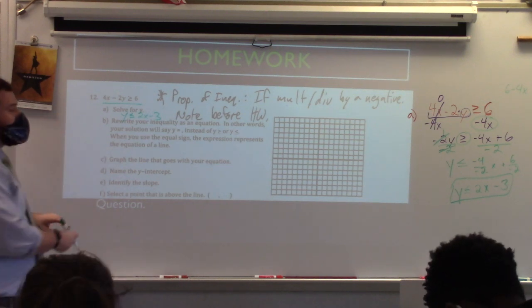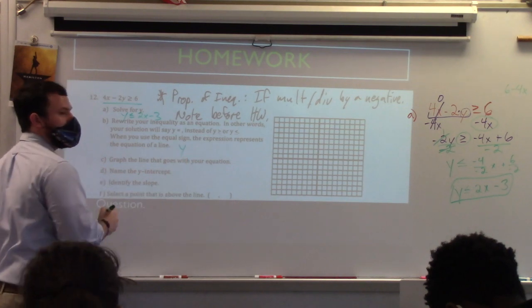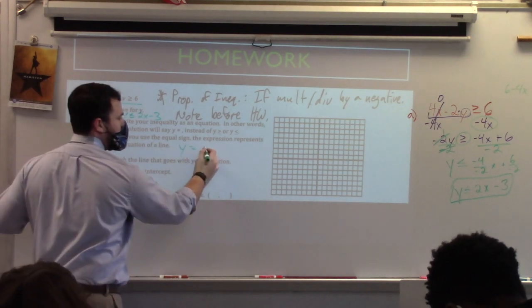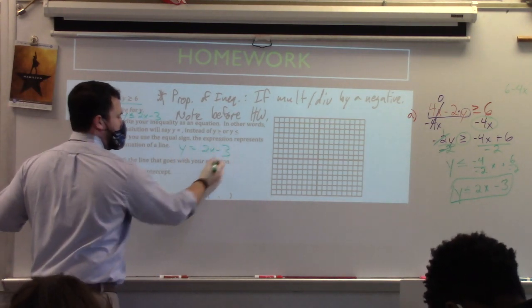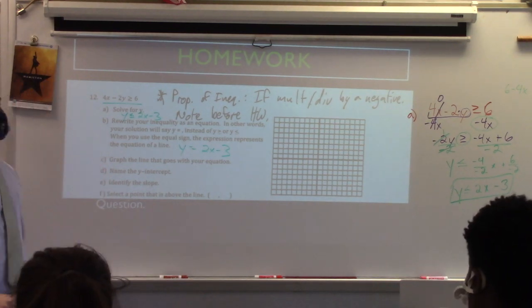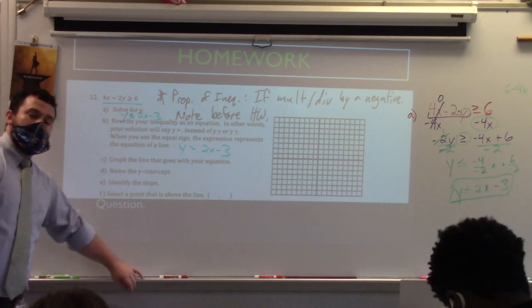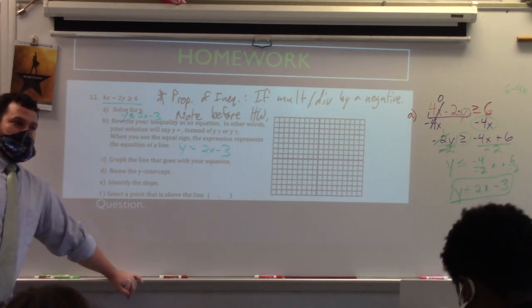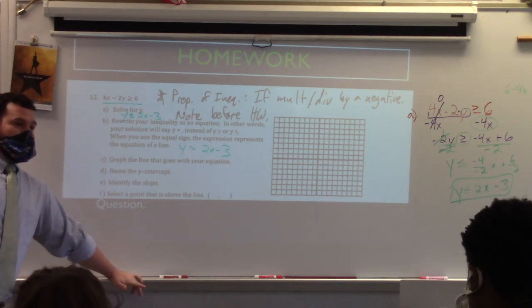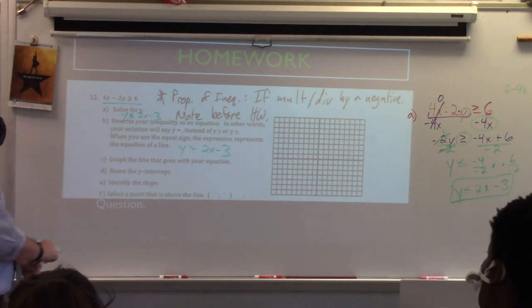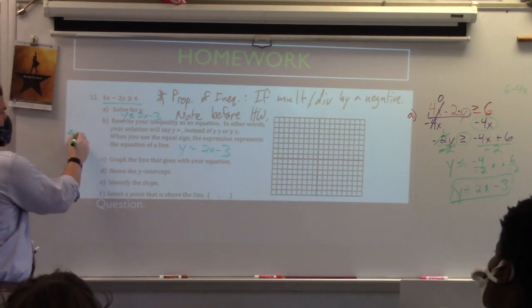The next part should be pretty straightforward. What are we going to put? y equals 2x minus 3, and then graph that line with your equation. How would you graph it? So you plug in 1, 0, and -1. Can you make a table? Yes, you can.